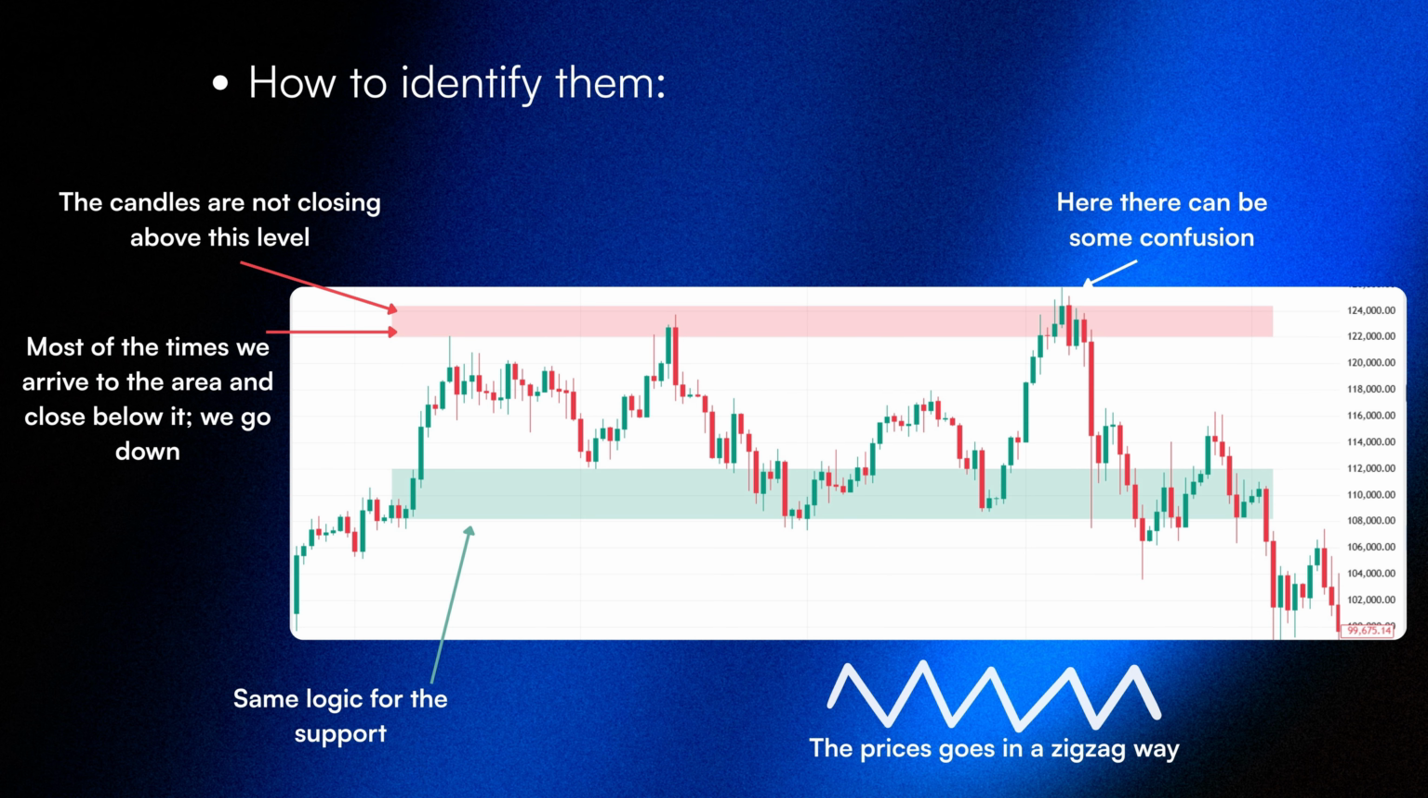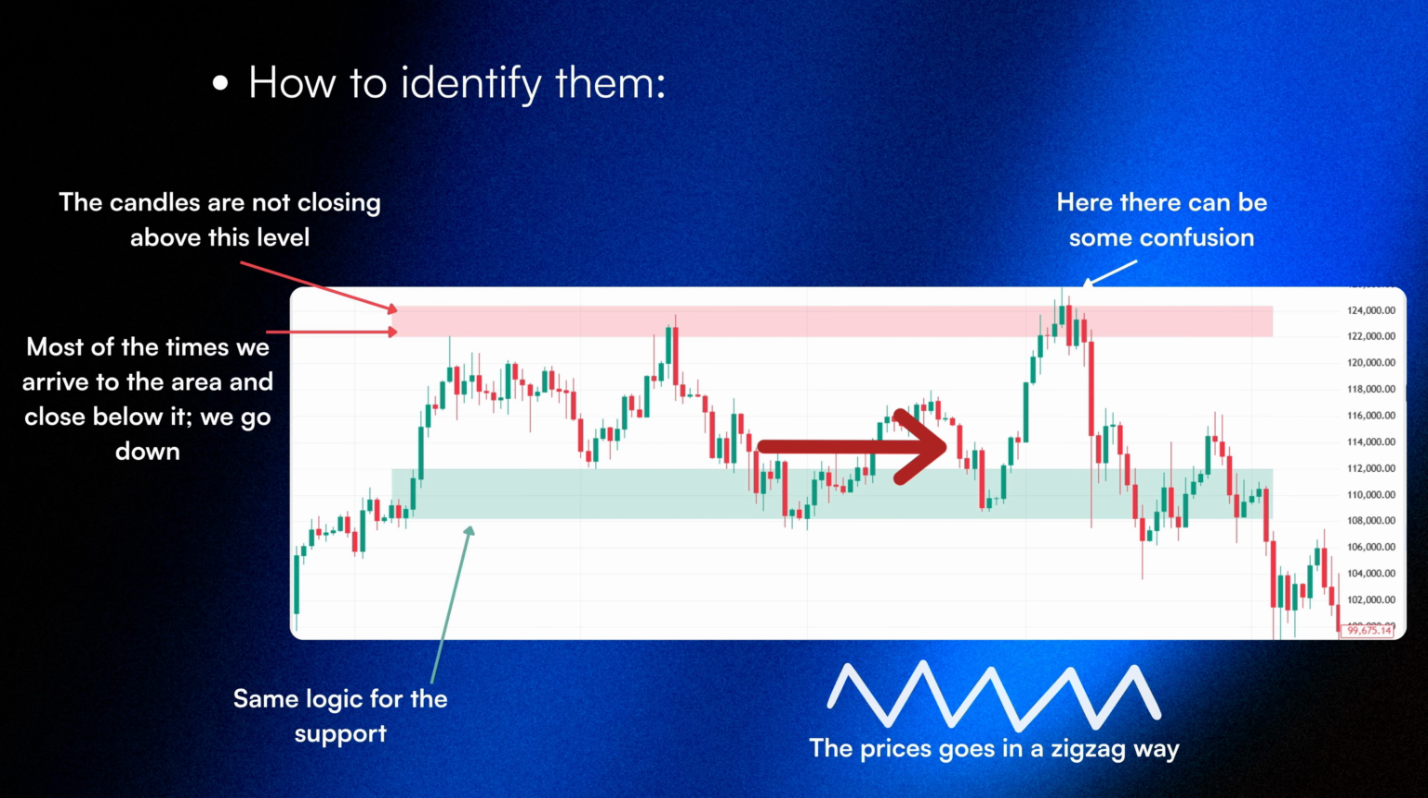Now to identify these areas, a lot of people get confused, so pay close attention to this. Most of the time when price arrives at a certain area and fails to close above it, what usually happens next is that the price goes down. Price doesn't move in a straight line. It moves in a zigzag way. Up, down, down, up, down.